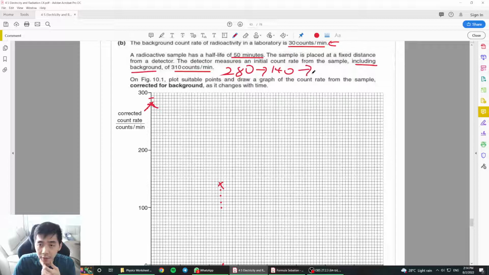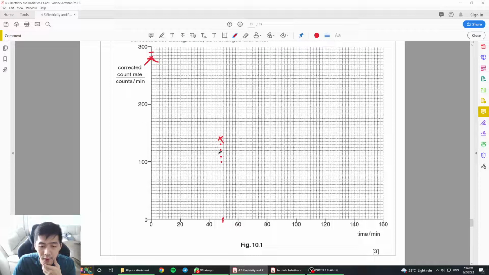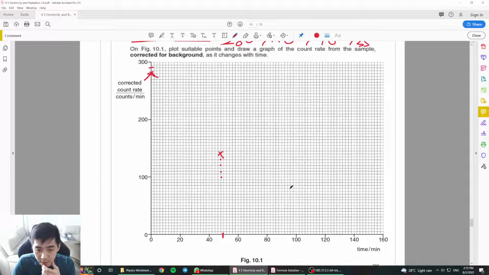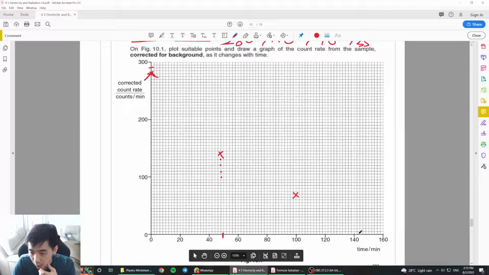Then after that, another 50 minutes goes by, it will be 70. Another 50 minutes go by, it will be 35. So at 100 minutes, it's going to be 70. If here is 100, here will be 90, 80 and 70. You'll get somewhere around here, and the final one, which is 150 minutes, is going to be around 35. Here will be 10, 20, 30 and 35.